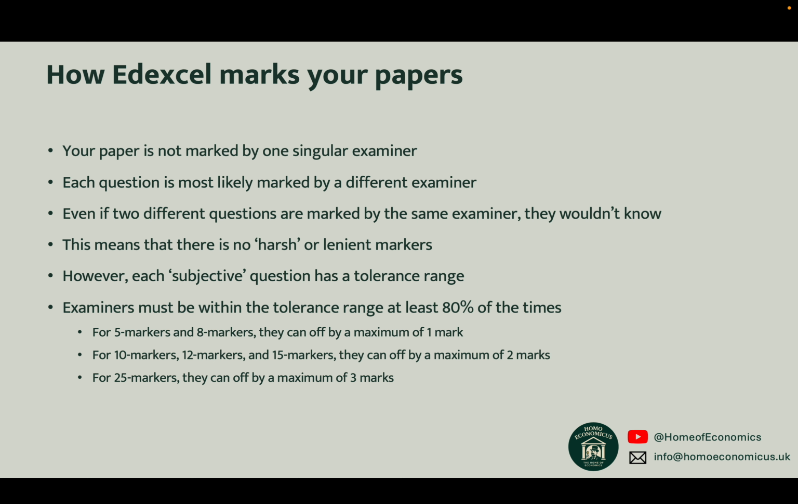So anything beyond 3 marks for a 25 marker means that they're marking out of tolerance, and if they're out of tolerance more than 20% of the time, they will be banned from marking. And so those marks will never make it to your script, to your results.